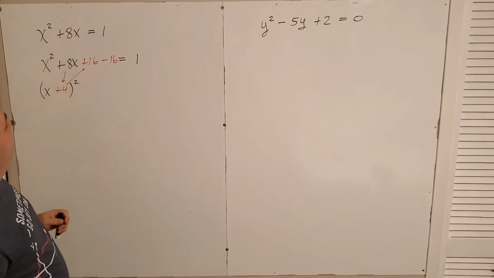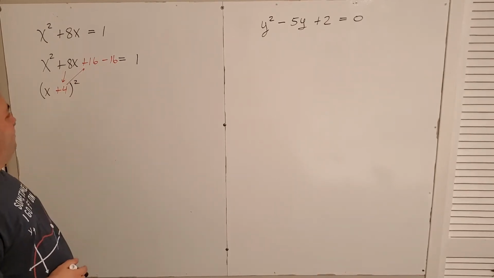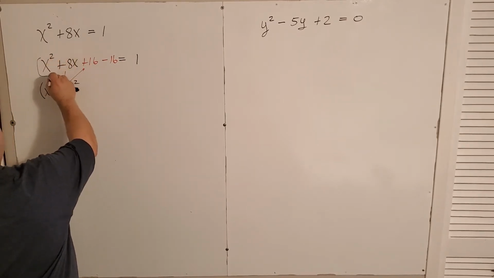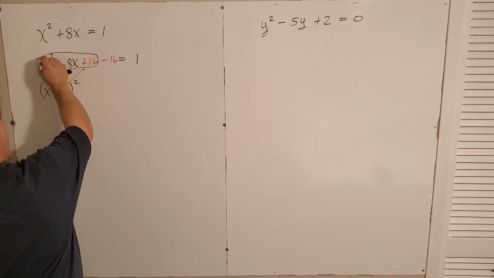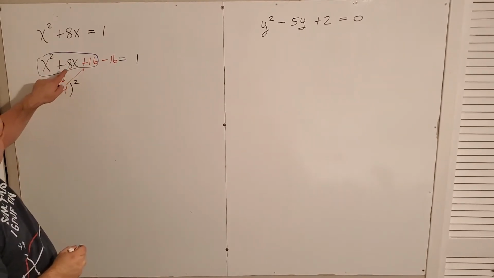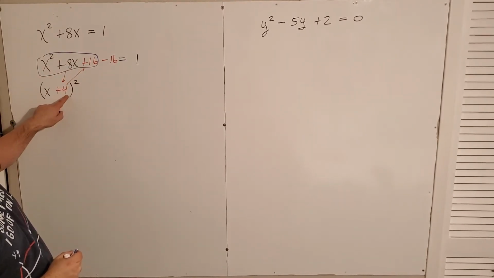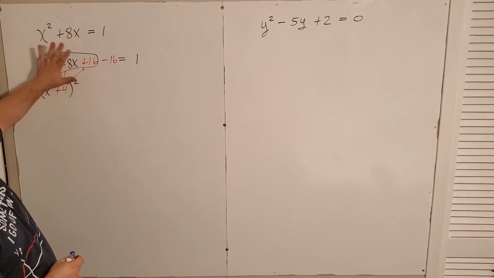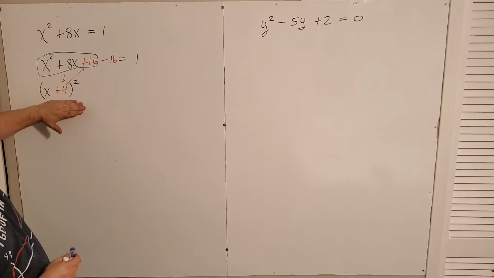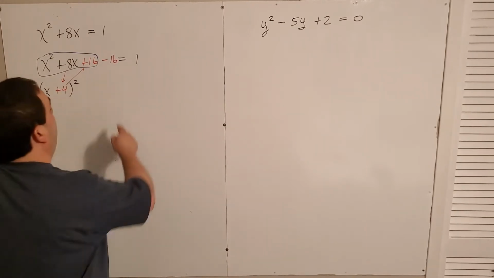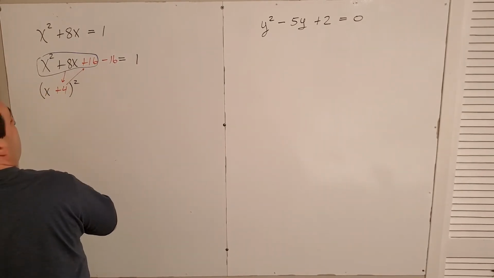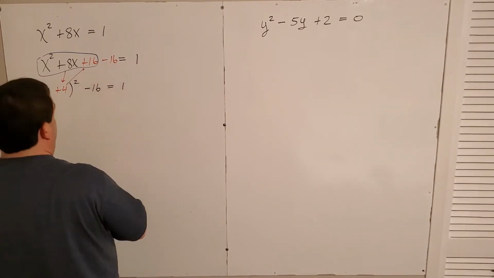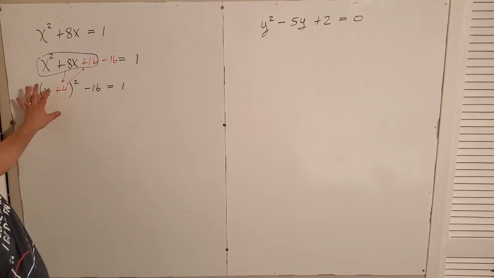All right. These three pieces right here, right? These three pieces, that factors into x plus 4 times x plus 4, or x plus 4 squared. So that's already taken care of. That's already here in the next step. Right? Well, I still have a minus 16 here, and equals 1.